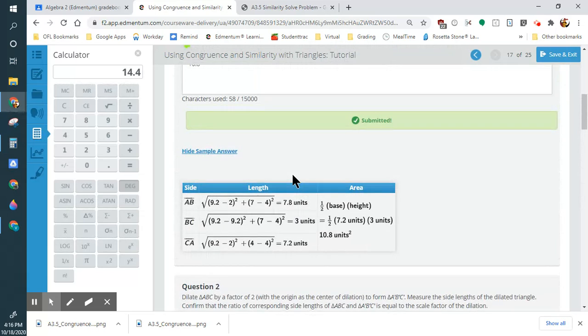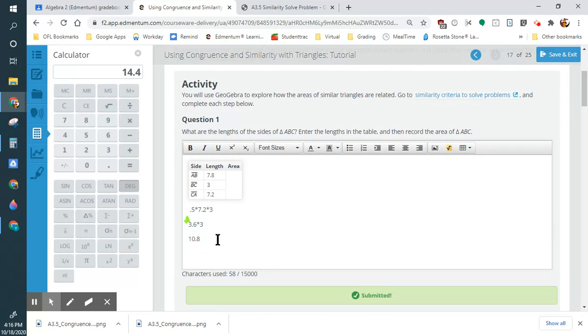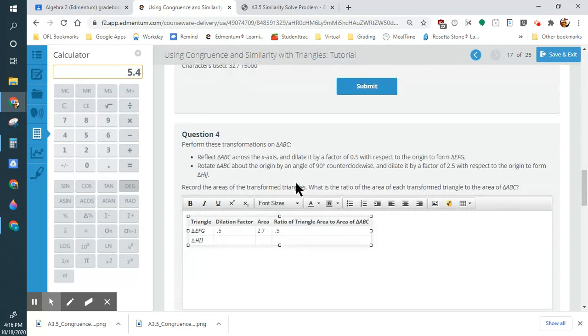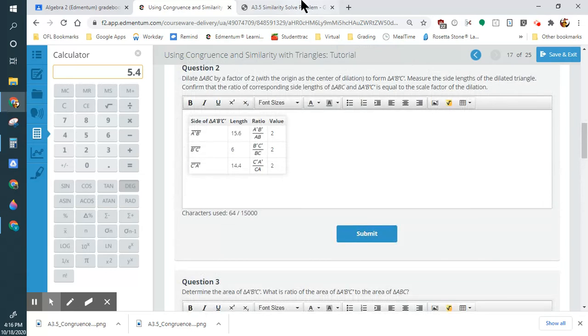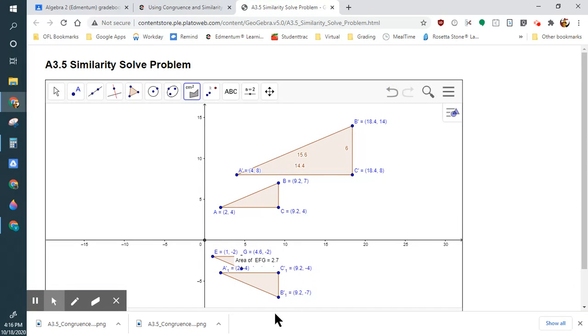I'm so sorry. So if we take half of 10.8, 10.8 divided by 2, we get 5.4, which is, what happened? Which one did I take half of? Did I take the right area?